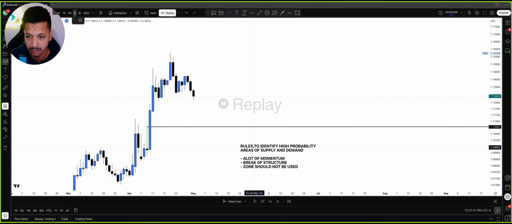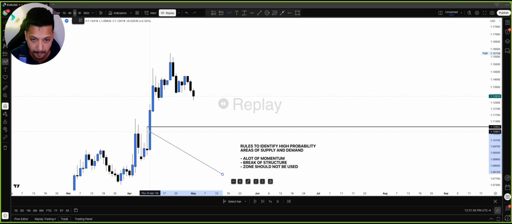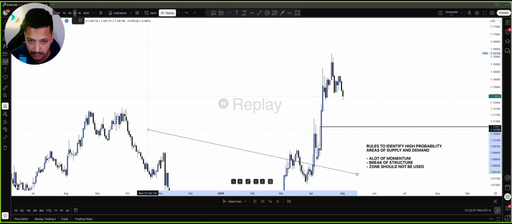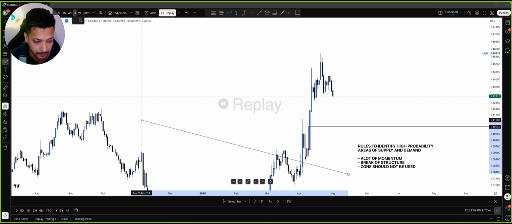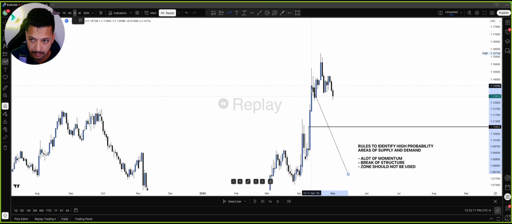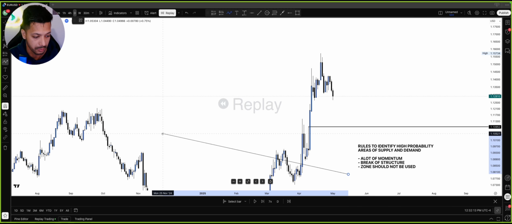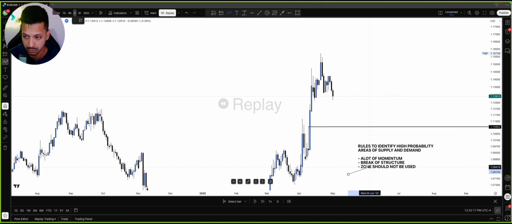So rule number one is a lot of momentum. So right here, look at these two bullish candles, tons of momentum, huge body candles leaving the area with a lot of speed, right? So rule number one is met, a lot of momentum. Rule number two, break of structure. If you look to the left, there you go. There's your break of structure. So this push right here pretty much broke this structure and this structure to the left. So rule number two is also met.